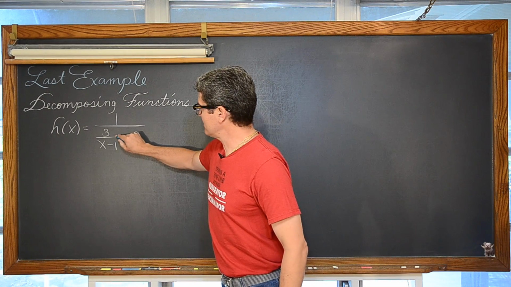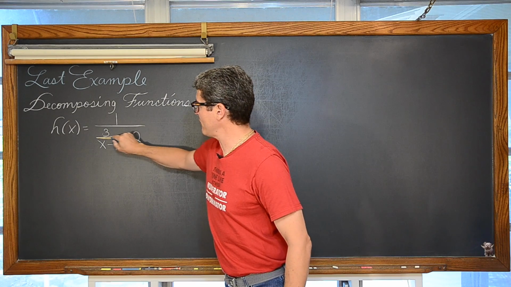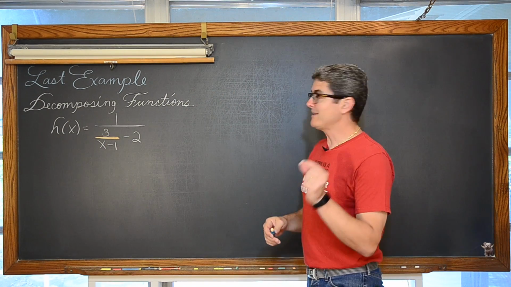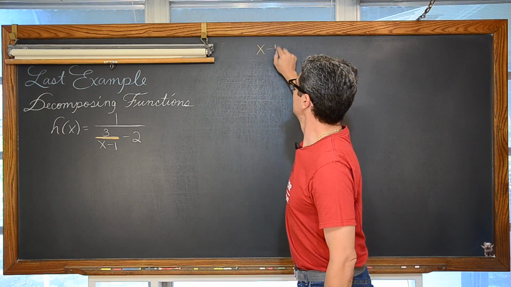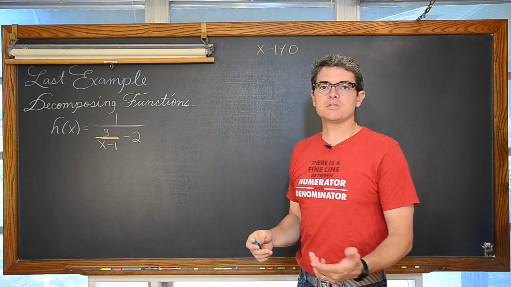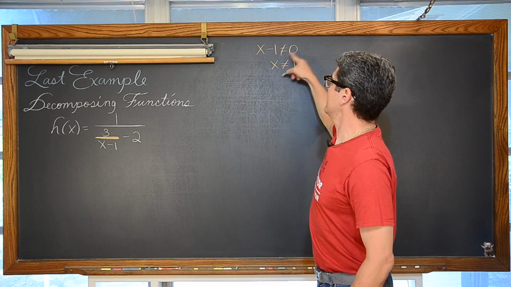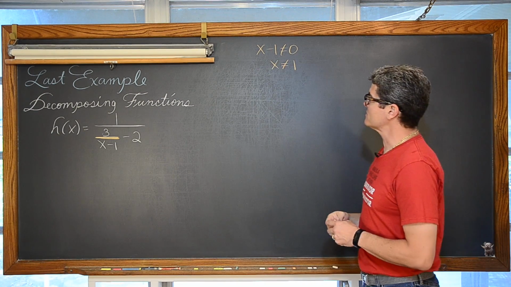We have a fraction sort of in our fraction. We have a denominator of x minus 1, just x minus 1, and that denominator cannot be equal to 0. So x cannot be equal to 1. Of course, I'm finding that by adding 1 to both sides.